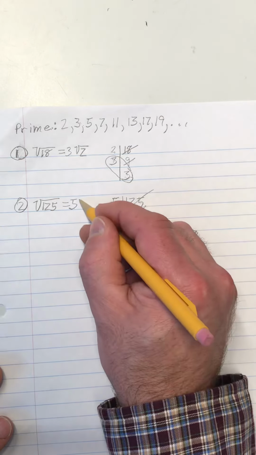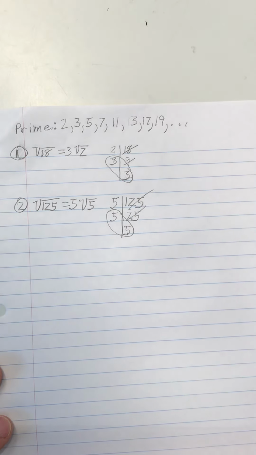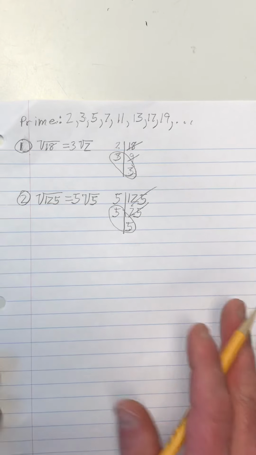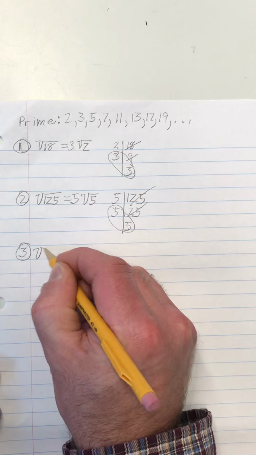Square root of whatever was left over, which is the 5. Okay, number 3. Square root of 72.